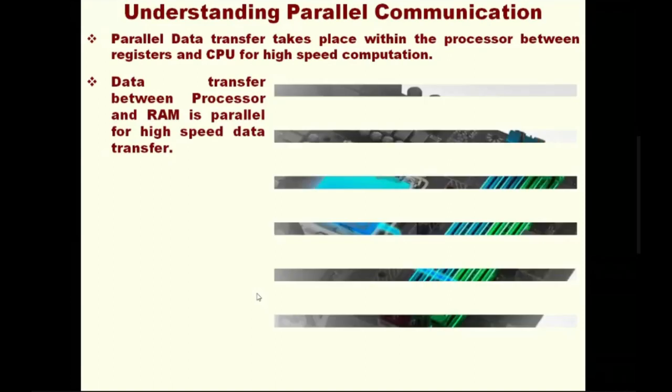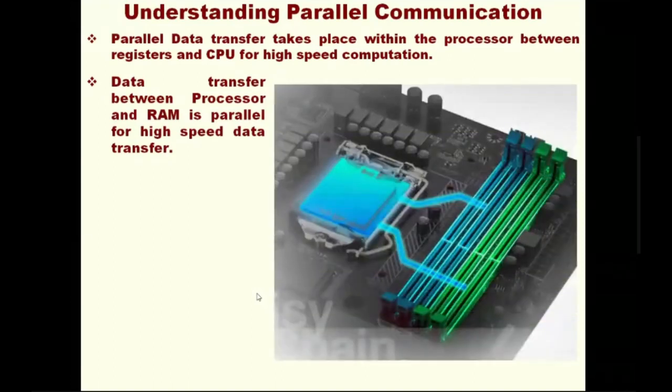So let us look at this picture in the slide. This is the processor, the square box, and this is the RAM slot in the motherboard. This RAM in the motherboard is communicating with the processor only parallelly. So these are all the connectors.